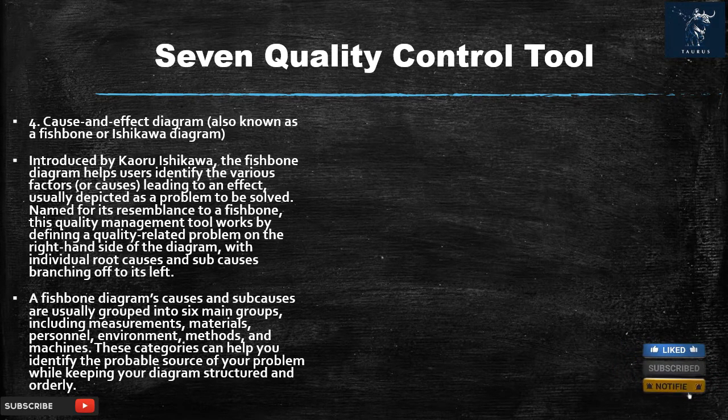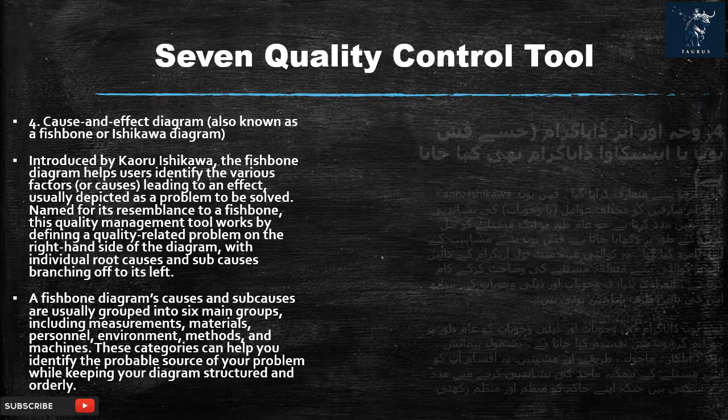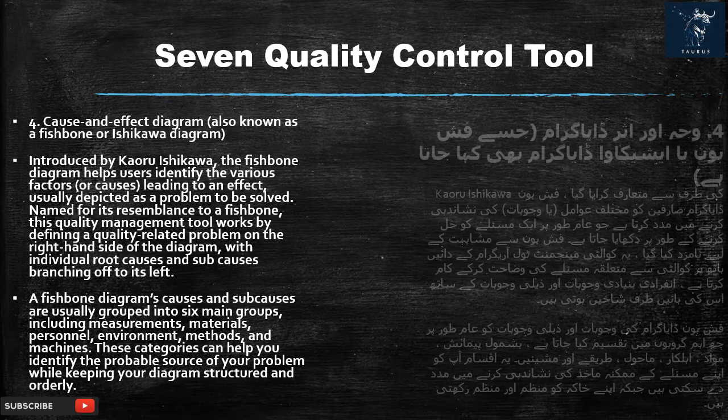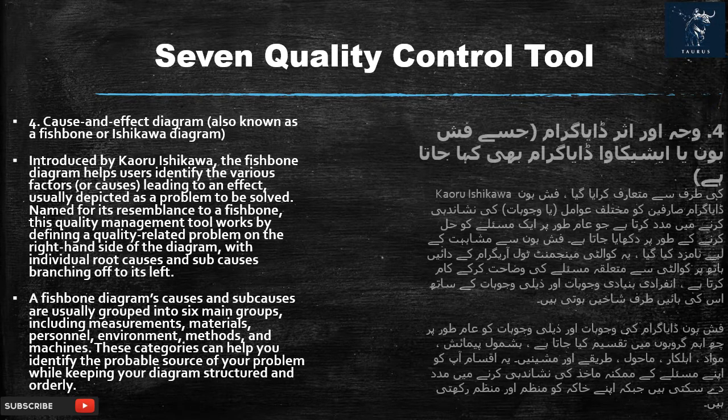A fishbone diagram's causes and sub-causes are usually grouped into 6 main groups, including measurements, materials, personnel, environment, methods, and machines. These categories can help you identify the probable source of your problem while keeping your diagram structured and orderly.